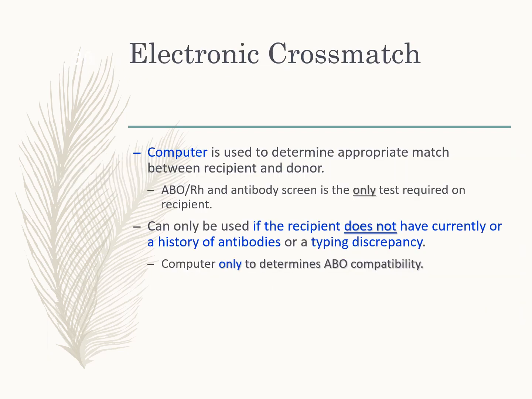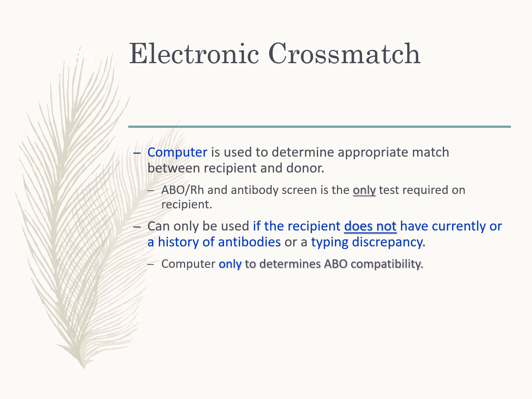So there is such a thing as an electronic crossmatch. This is when a computer determines the appropriate match between the recipient and donor. You must perform an ABO and D and antibody screen before you do an electronic crossmatch, and you can only perform one if the recipient doesn't have antibodies or they have never had antibodies. And also, if they have a typing discrepancy, you cannot perform an electronic crossmatch. The computer really is only looking at ABO compatibility.